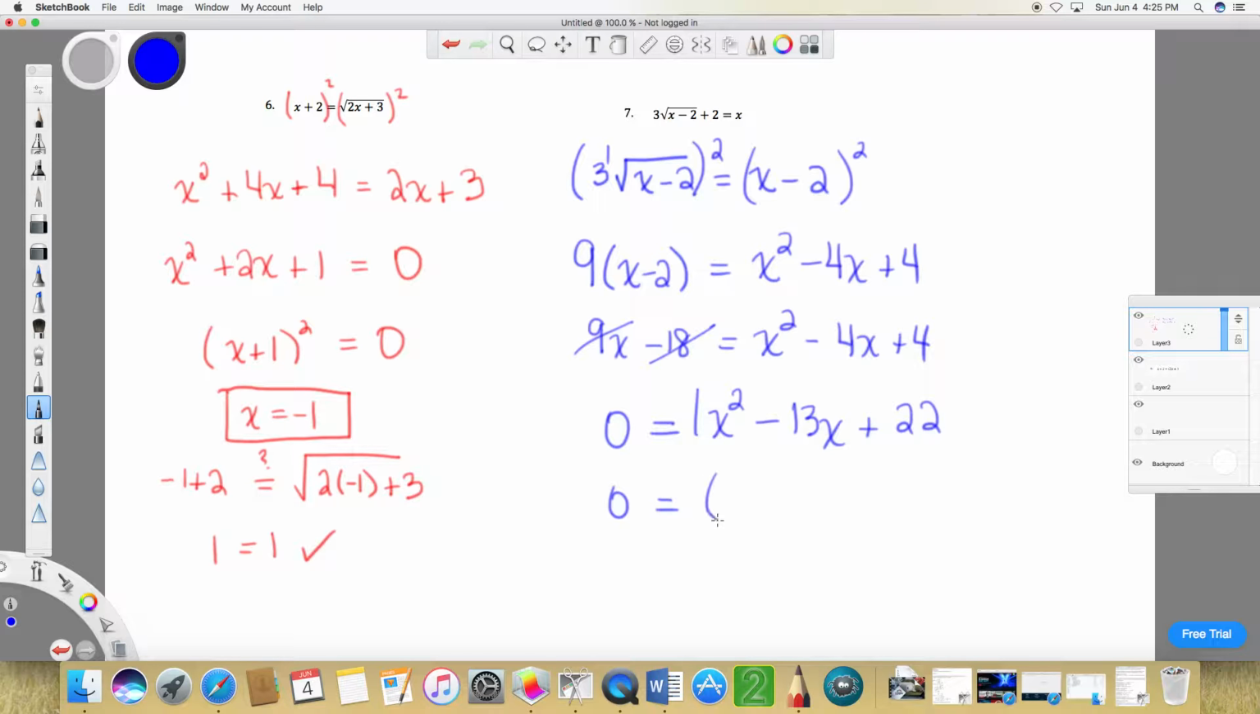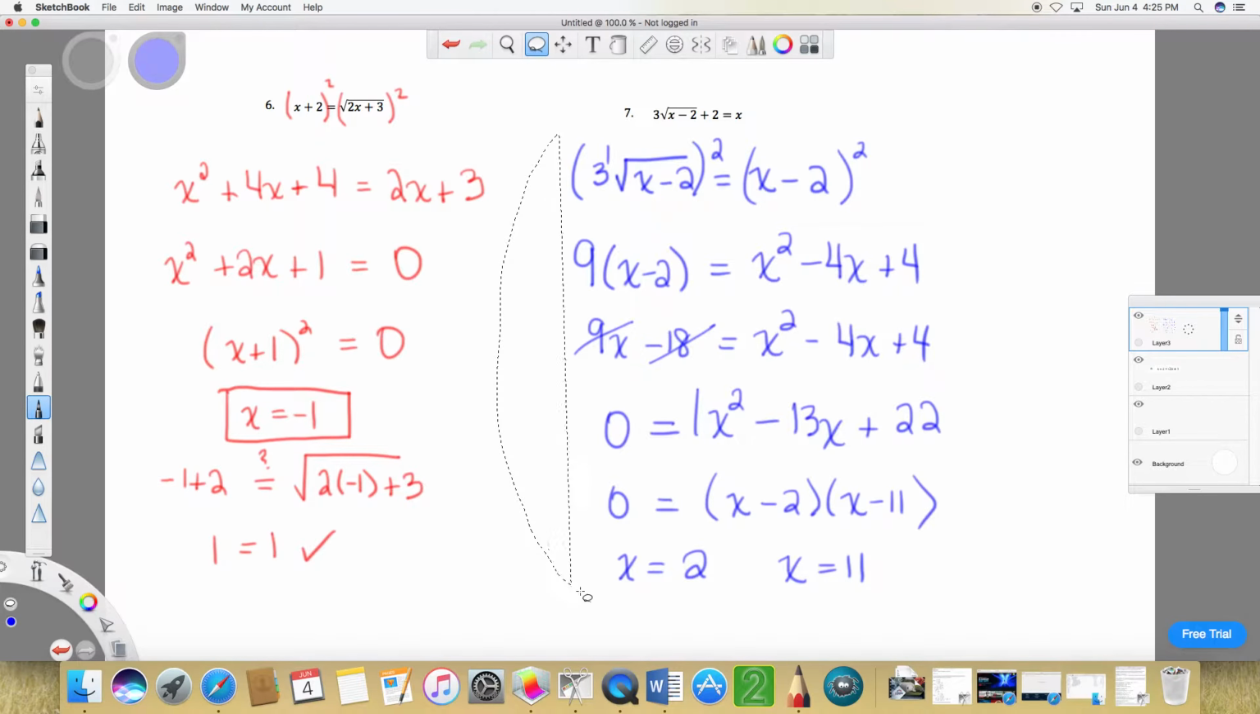This factors to x minus 2 times x minus 11, because negative 2 times negative 11 is positive 22, and those factors add up to negative 13. This gives us potential solutions of positive 2 and positive 11, but they could be extraneous. We're not ready yet to say that that's our final answer.